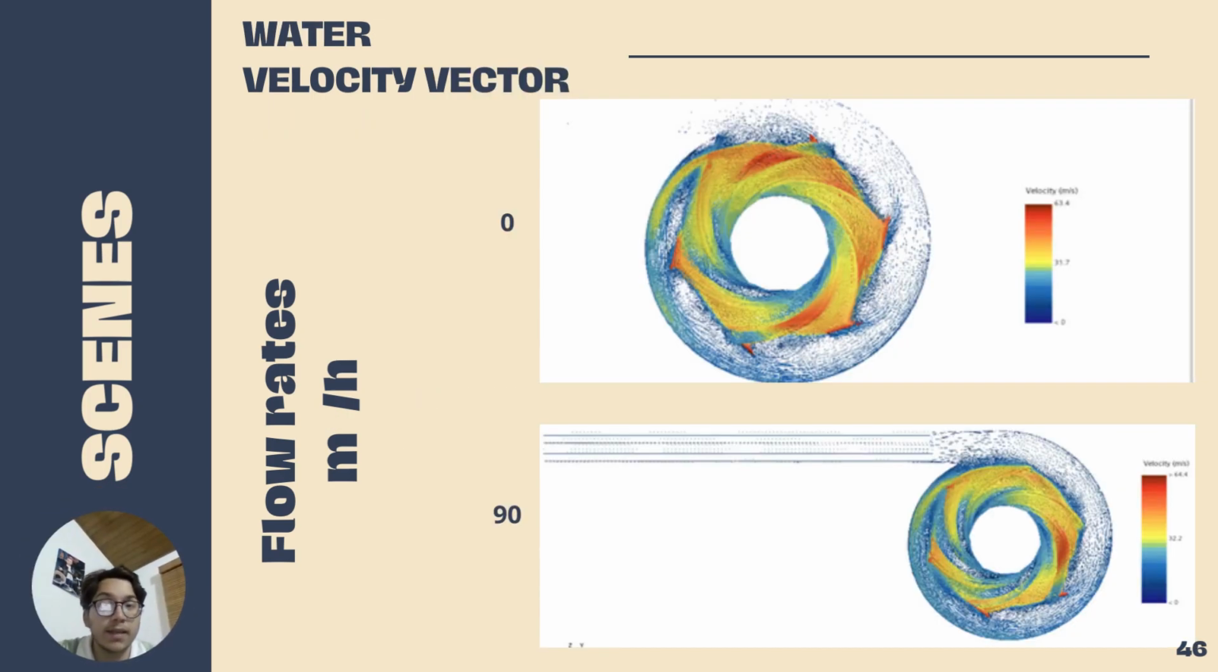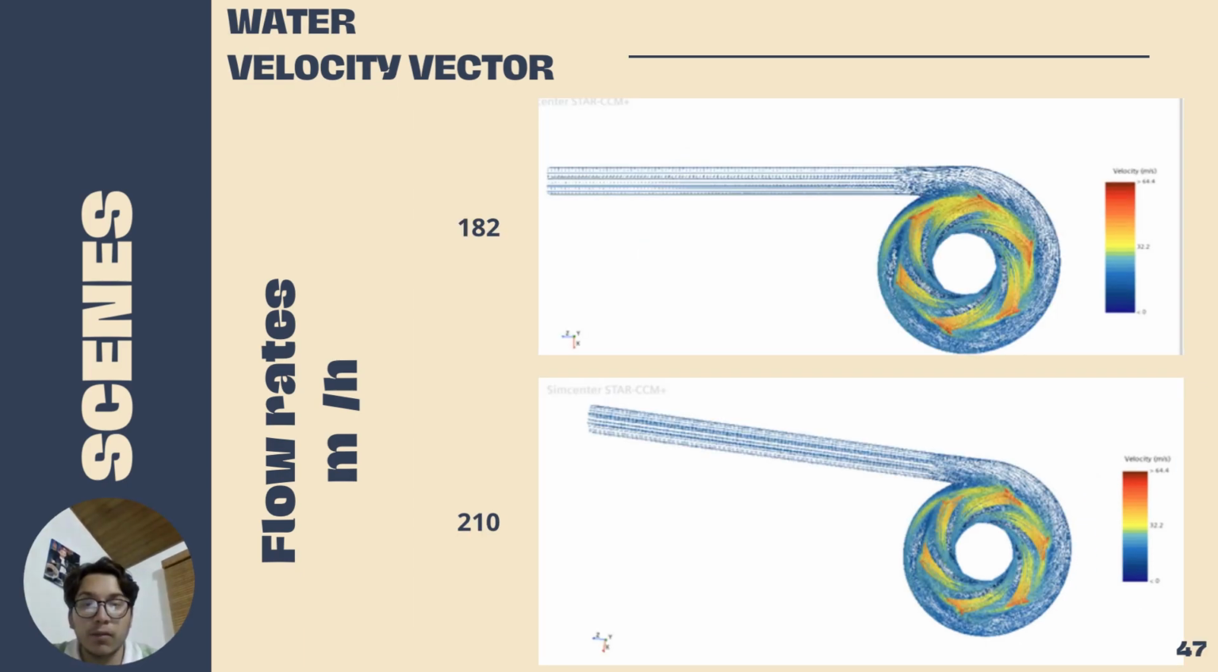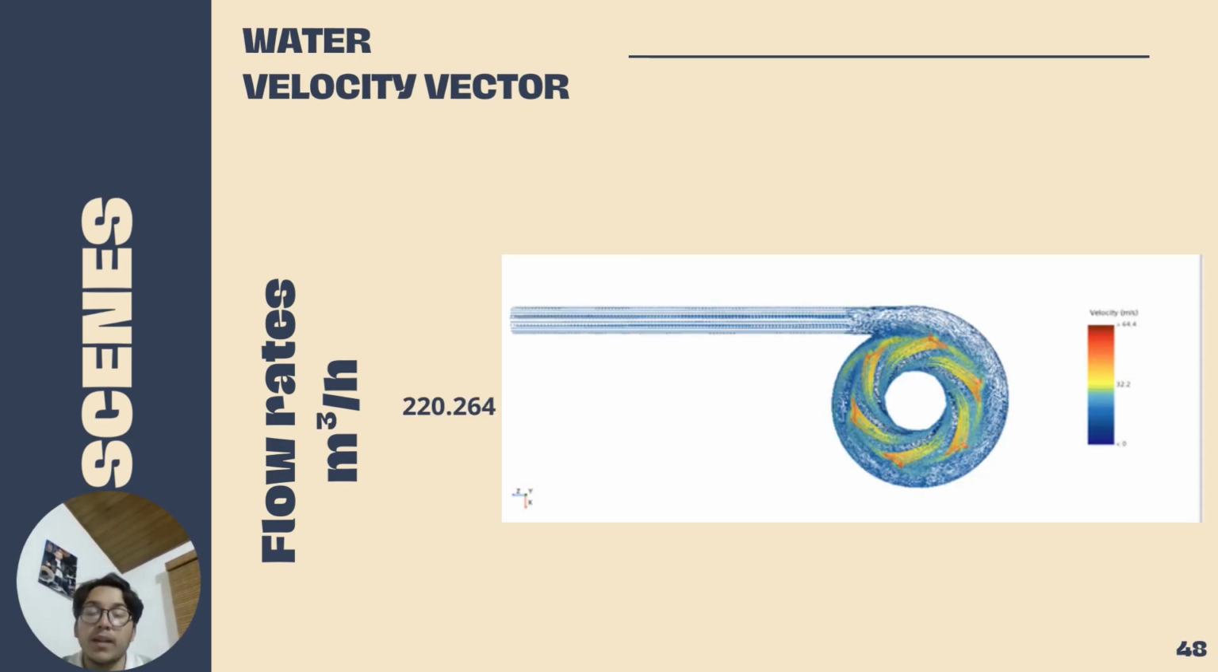Continue with the scenes. Now we have the velocity vector for the water. In this case, for 0 and 19. Now we have the 182 and 210 flow rates. Finally, we have the flow rate of 220. That was our best efficiency point, our BEP. And basically, in this case, we can see in all the cases for the water that the velocity vector lines are increasing inside the pump.